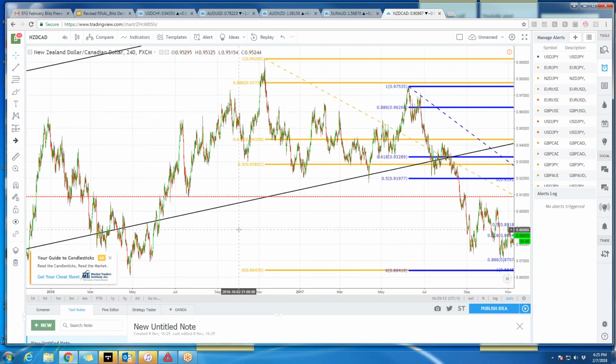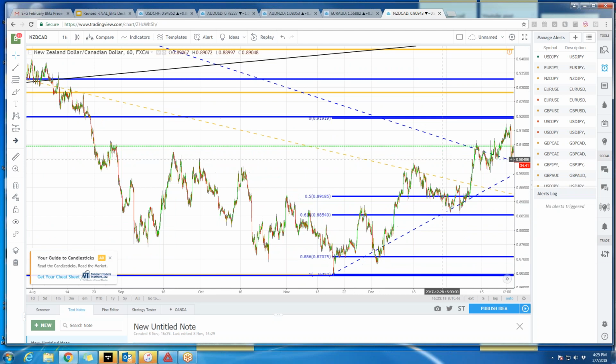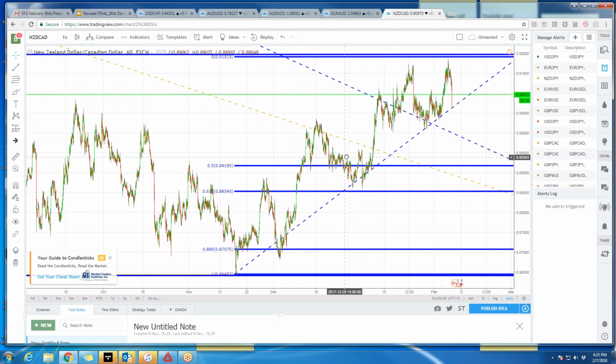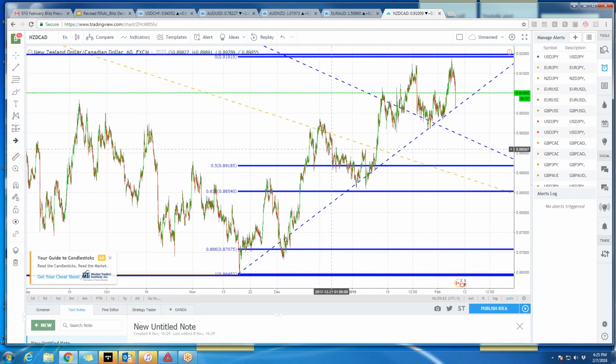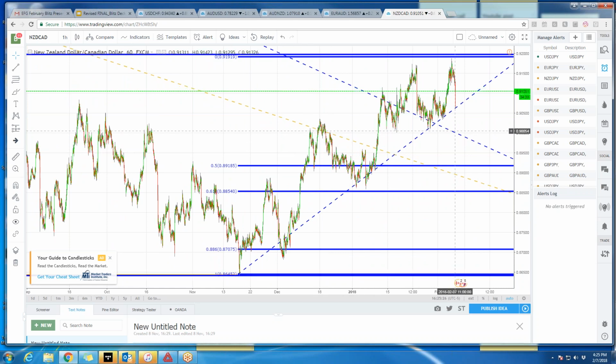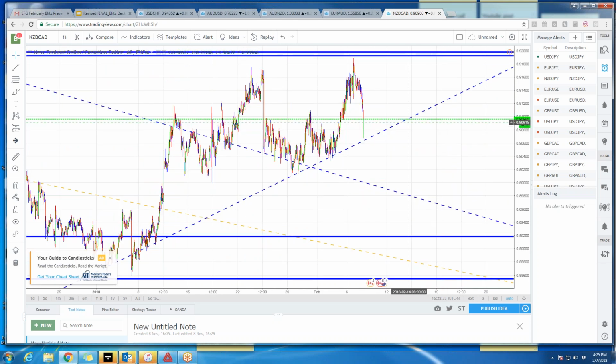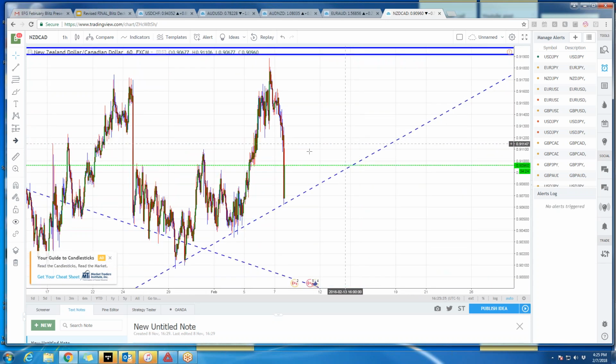Can you go to the hour chart so I can see what the harmonic span is trying to show? So they're saying that it should go back up now. It has two entries. The last entry is 0.90284.